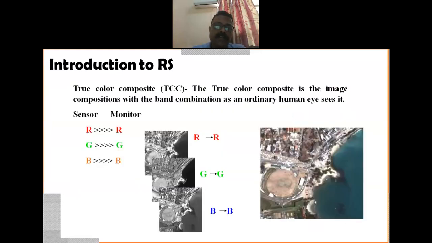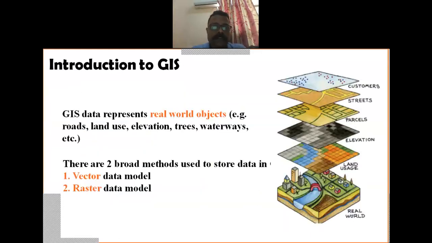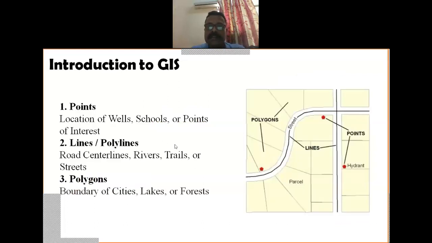Another kind of model is known as the vector model. The vector model is different from the raster model in the sense that it can be categorized into three subcategories, which are known as point, line, and polygon. So what is a point, line, polygon? This slide will be easier for me to make you understand.